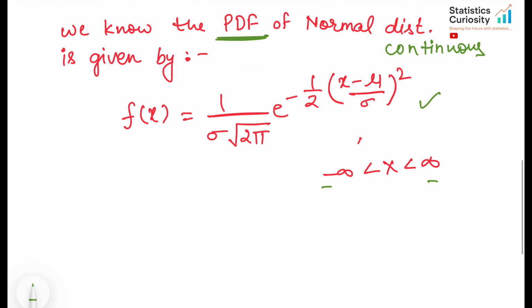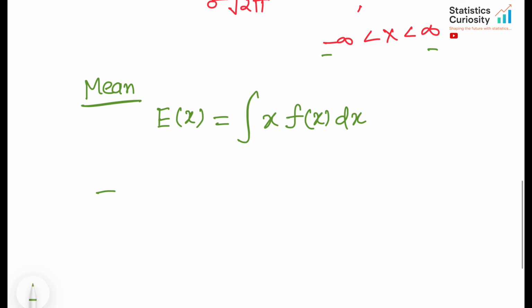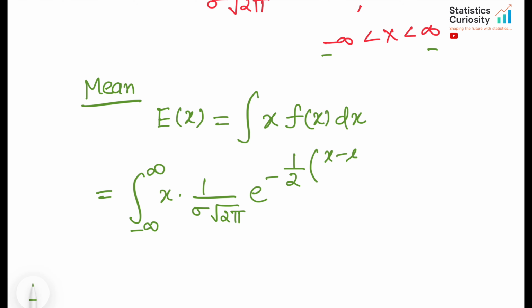Okay, so now to derive the mean: the mean is actually the expectation of x. The formula for the expected value of x, or expectation of x, is the integration of x times f(x) dx. Remember, this formula is valid for continuous distributions, and the normal distribution is a continuous distribution. Okay, the range of x is minus infinity to infinity, so the integration limits would be minus infinity to infinity of x times 1 upon sigma root 2 pi. You have to memorize this. Okay, e raised to the power minus 1 by 2, (x minus mu divided by sigma) whole squared, dx.